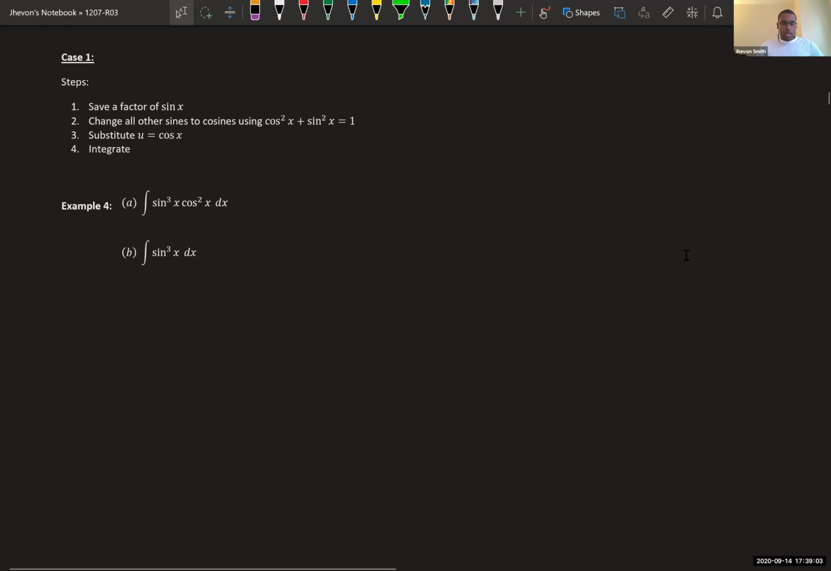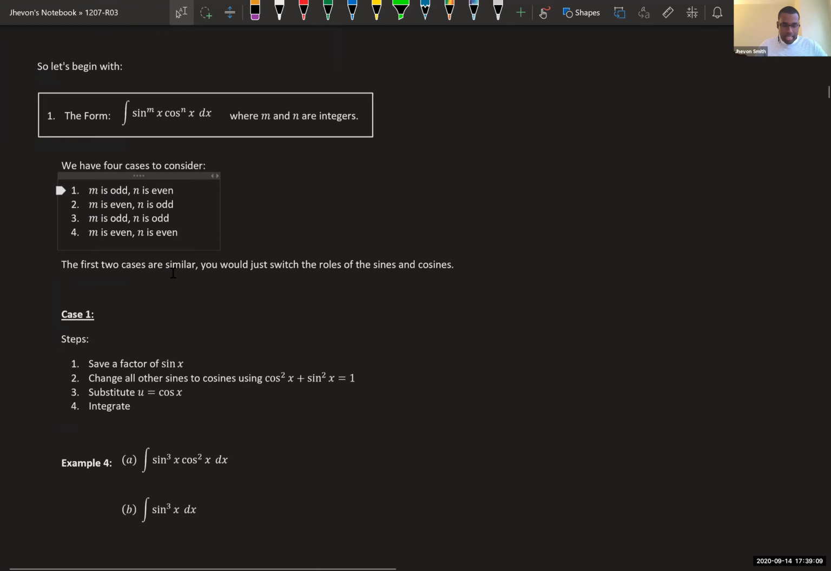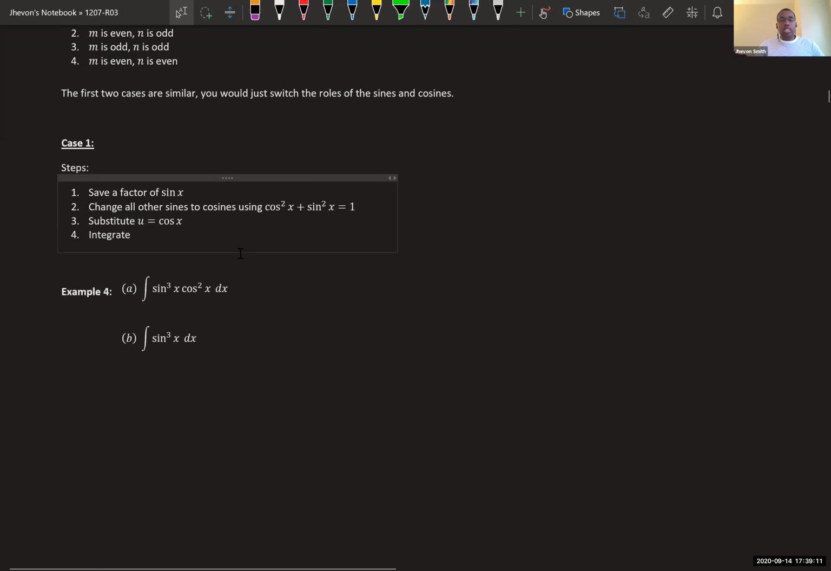Okay, so case 1. Remember, case 1 is when the power of sine is odd and the power of cosine is even. So the idea is, and this is a general principle that would apply to case 2 as well, you want to save a factor of the one with the odd power. So this means that you have sine to an odd power and cosine to an even power.